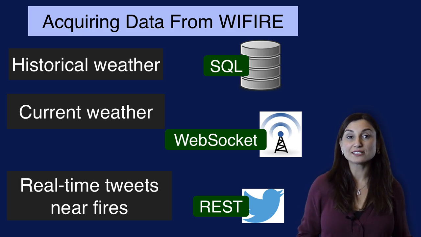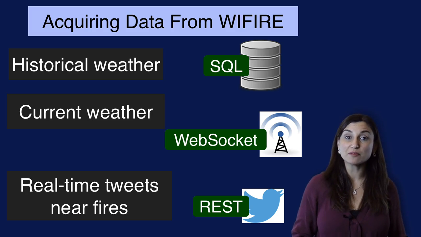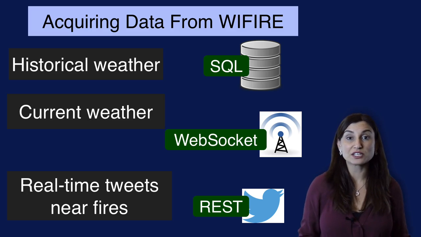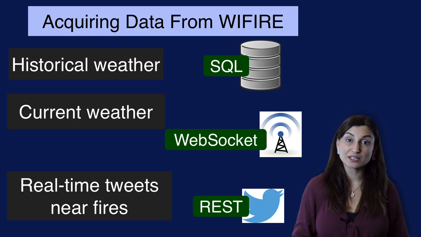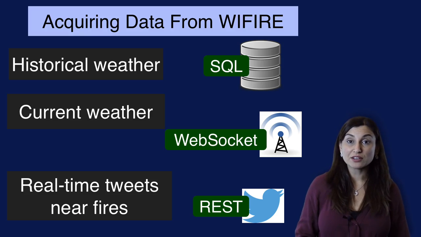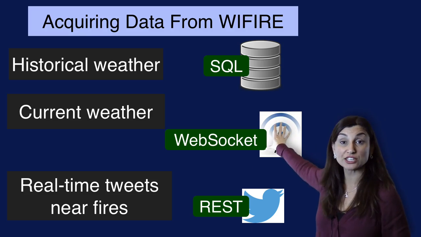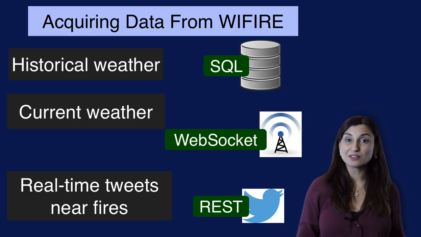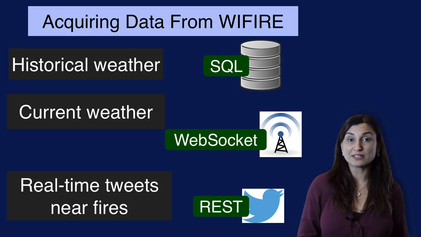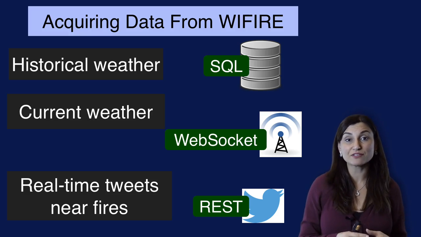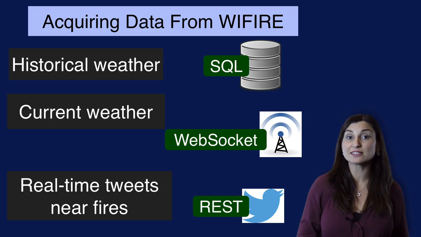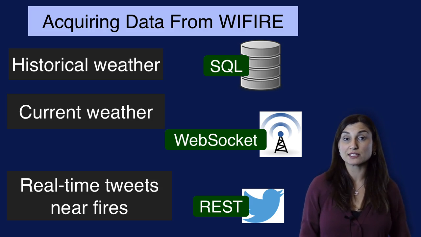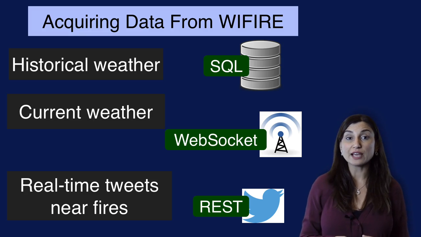Now, let's discuss our Wildfire case study as a real project that acquires data using several different mechanisms. The Wildfire project stores sensor data from weather stations in a relational database. We use SQL to retrieve this data from the database to create models to identify weather patterns associated with Santa Ana conditions.